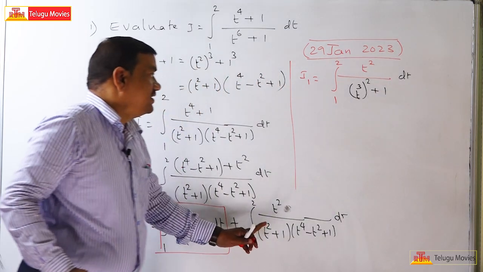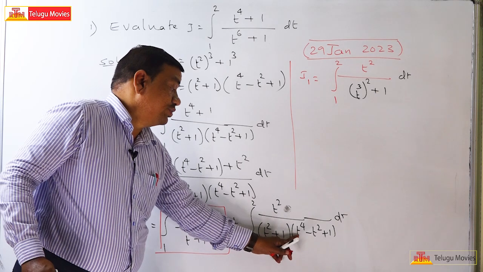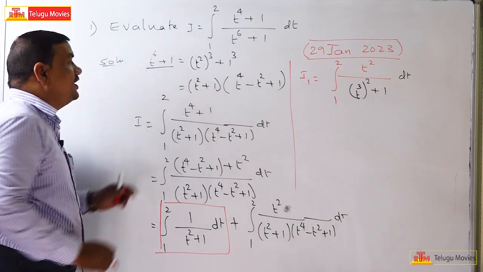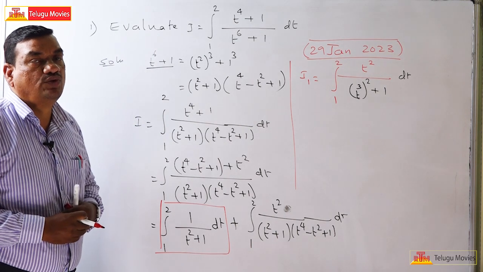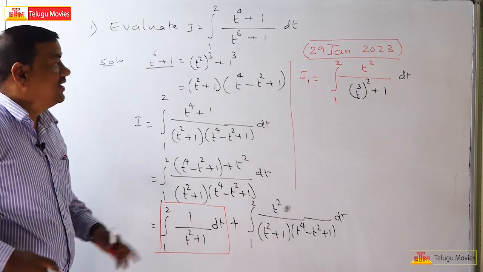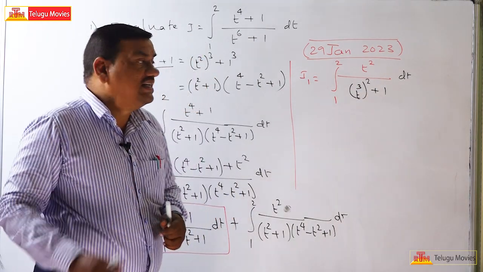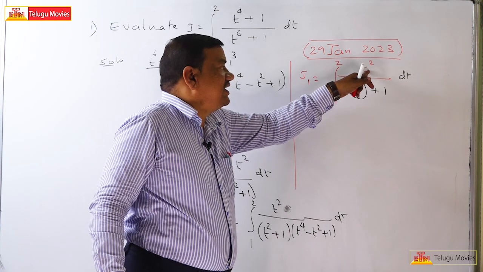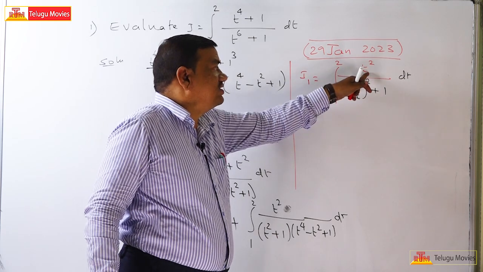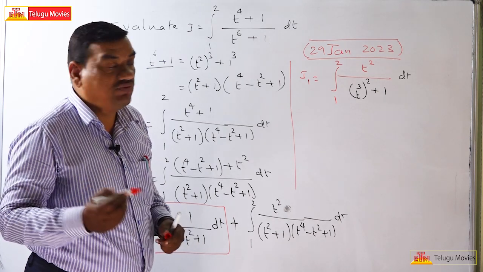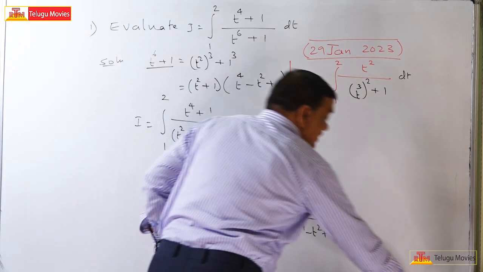Understand here? See here, (t square plus 1) into (t to the power of 4 minus t square plus 1) is nothing but t to the power of 6 plus 1. From this we can easily say that here t cube is there, and here t square is there. So can you substitute? Can we use the substitution method? What is the substitution here?